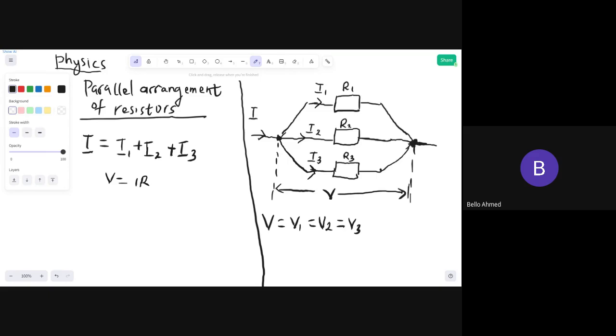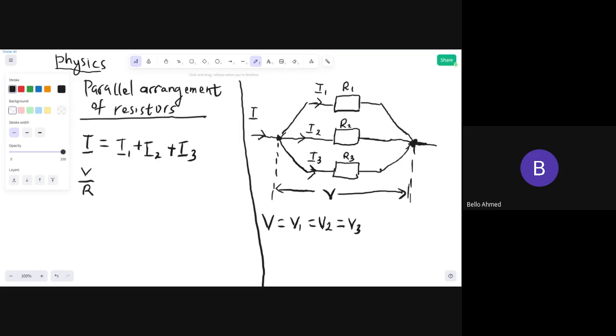If I make I the subject of the formula, I'm going to have I equals V over R. You understand? So this V over R, I can substitute for I. Anywhere I see I, I'm going to substitute it. So I'm going to go back here and say this I is going to be V over R. Remember what we just derived just now? So this is going to be V over R.